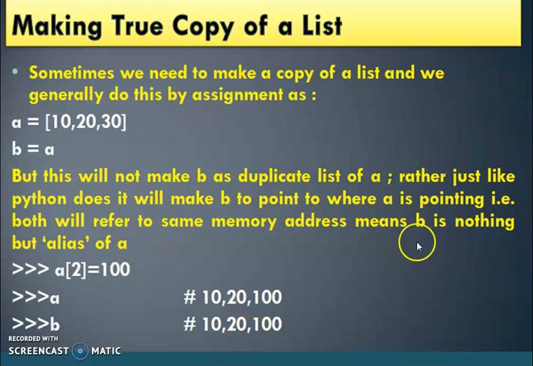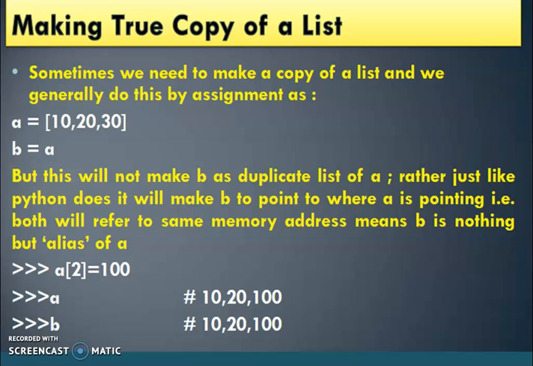Okay, children. Next one, how to make a true copy of a list. Sometimes we need to make a copy of a list, and we generally do this by assignment: A is equal to [10, 20, 30], B is equal to A. So A is a list. When we use B is equal to A, the variable B is also pointing to the same list. But this will not make B a duplicate list of A.